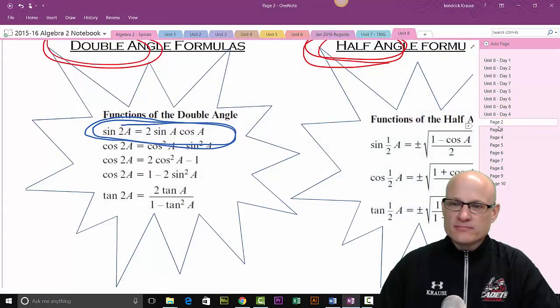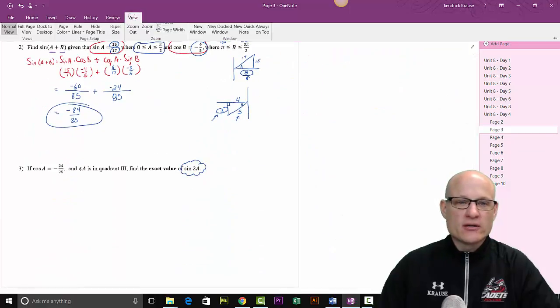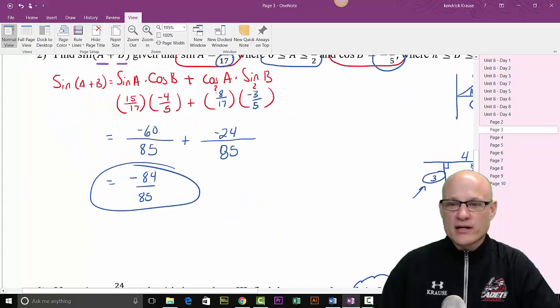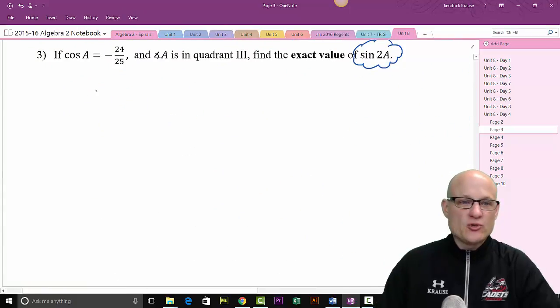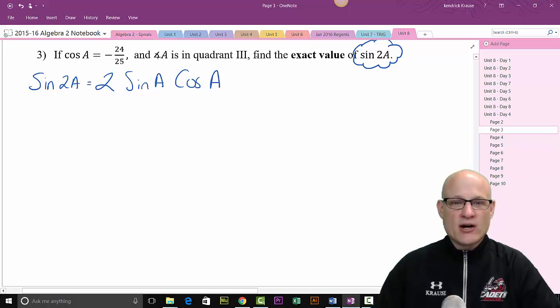Oh, this is annoying. So hopefully my other ones aren't going to be like this. All right, so the sine of 2a, the formula says, is equal to 2 sine a cosine a. Okay. Now, I have a quadrant 3 angle, so I'll draw my quadrant 3.